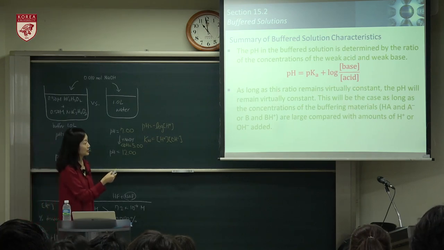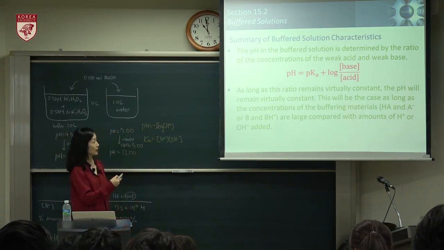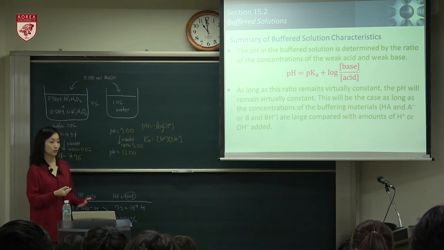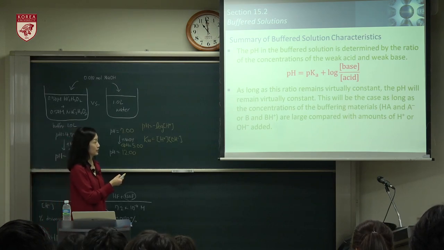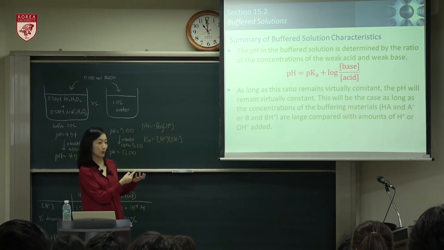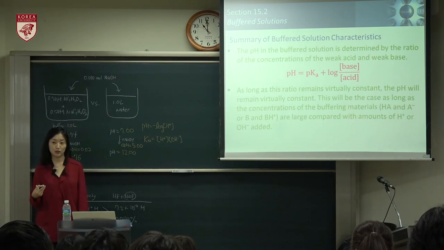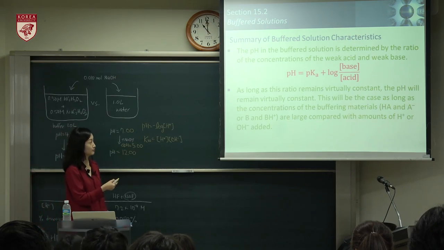And as long as this ratio, the base to acid ratio, remains constant, the pH will virtually remain constant. And this will be the case as long as the concentrations of the buffering materials, the HA and the A minus, or if we're using a weak base, the conjugate acid, the BH plus, are large compared with amounts of the added H plus or OH minus.